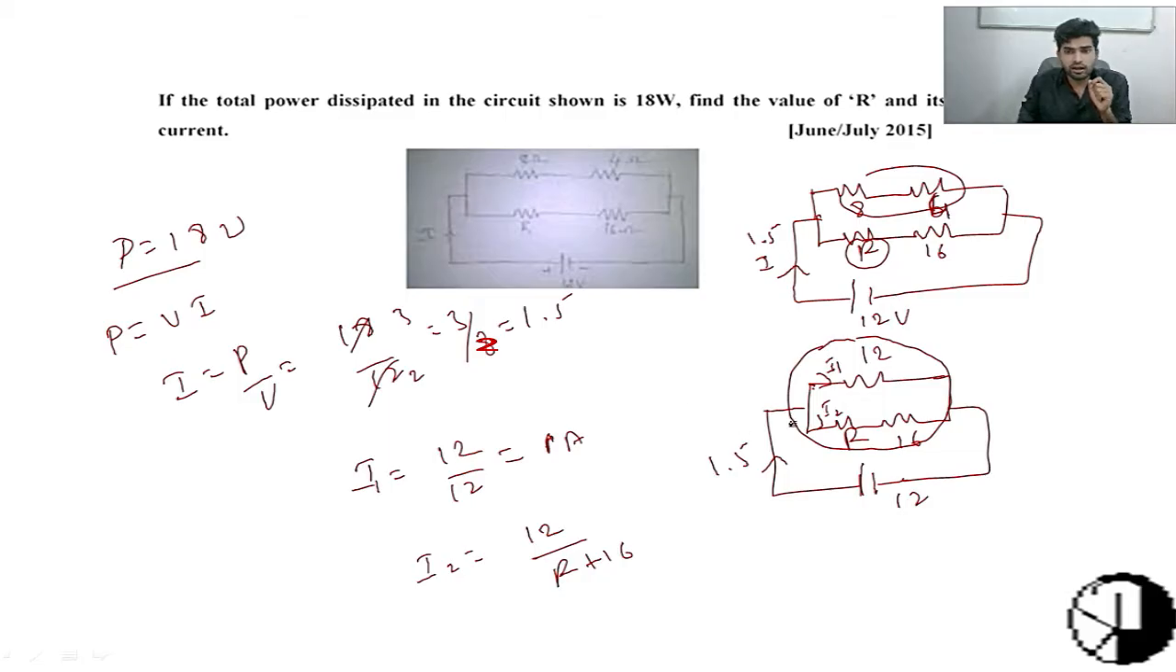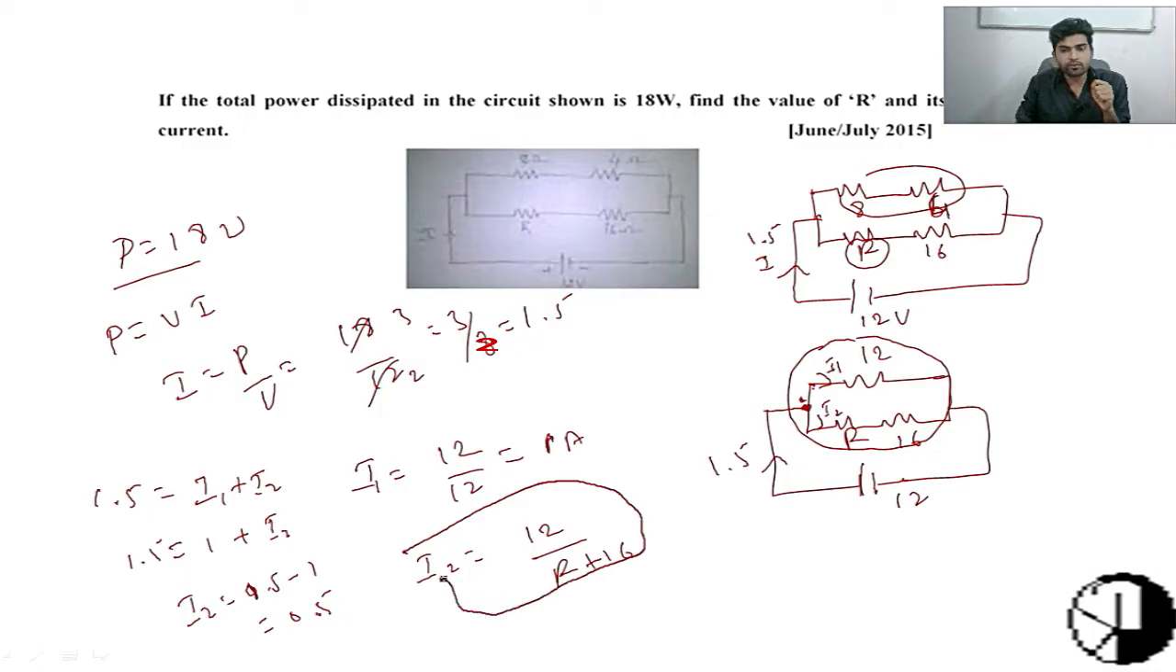So apply KCL to the node, this A, R, B, or whatever you give. KCL to the junction is 1. Incoming current is 1.5. So incoming current is equal to outgoing current, I1 plus I2. So I1 we already calculated, 1 amp, plus I2 is equal to 1.5. So I2 is equal to 1.5 minus 1, that is 0.5. So now we can calculate R value by using this I2 current, right?